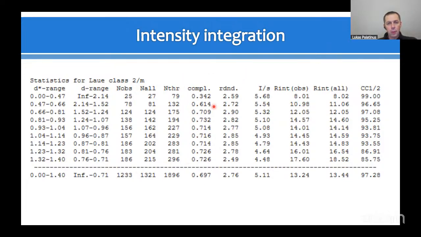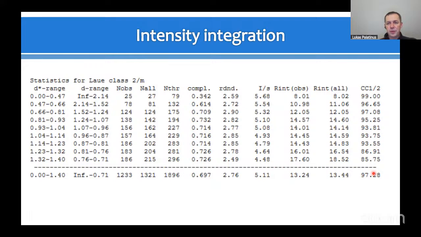I would point out the completeness, which is important. In this case, the completeness is about 70%, which is not great, but sometimes we just can't do better than that. And even from 70% complete data, it is often possible to solve the structure and even to refine it reasonably well. But in general, high completeness is desirable. The intensity over sigma, which tells us how strong the data are, and then Rint and CC1/2, which are statistical measures of how internally consistent the data are.